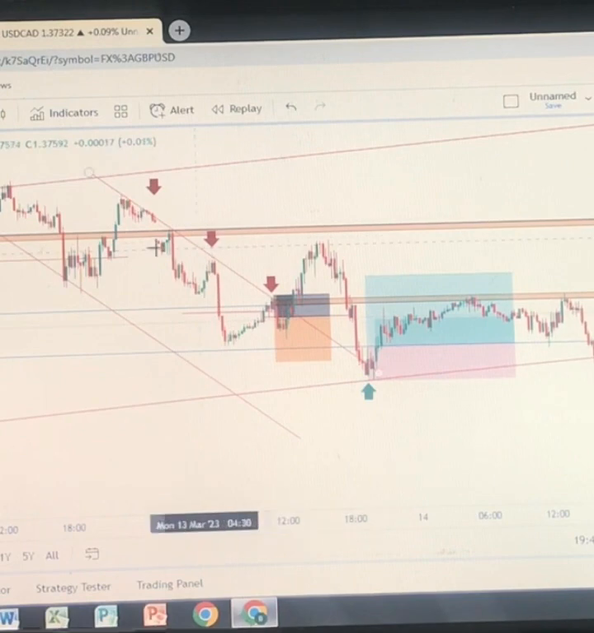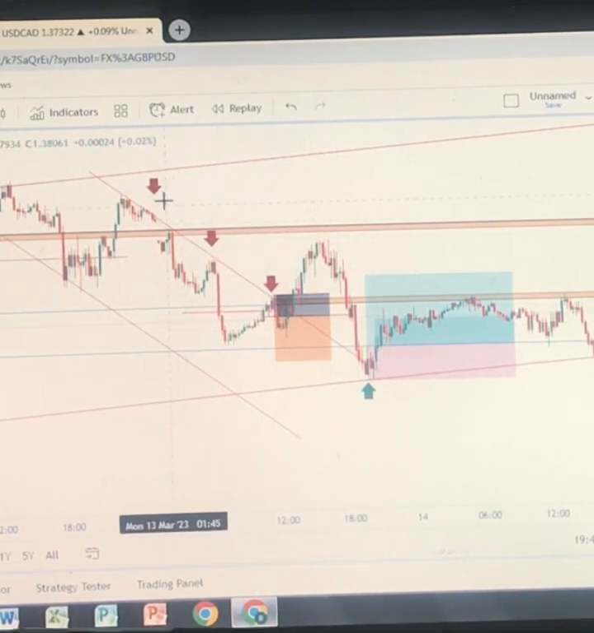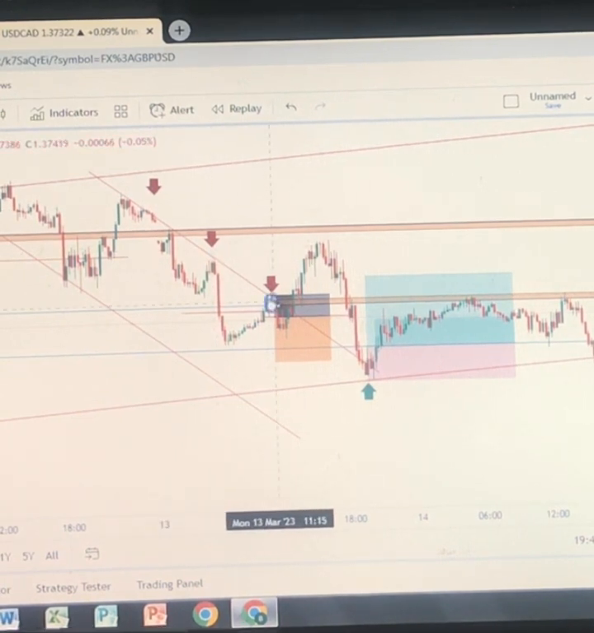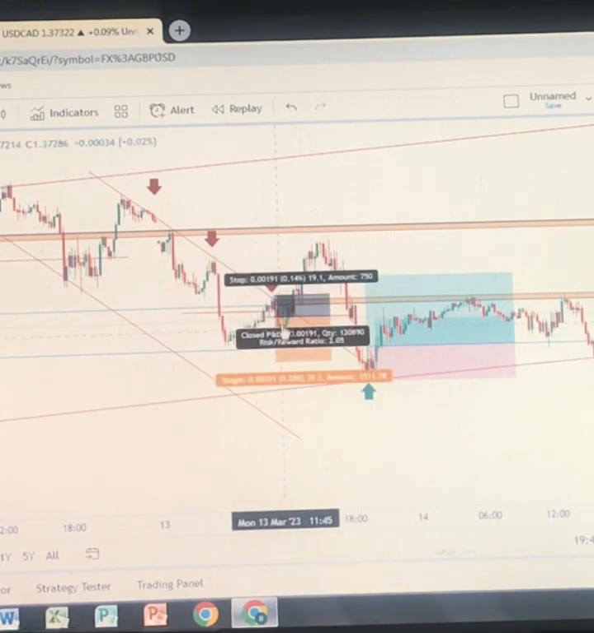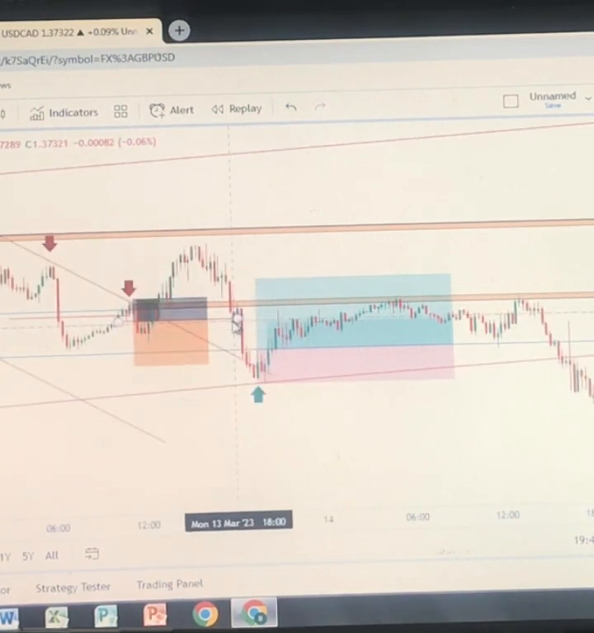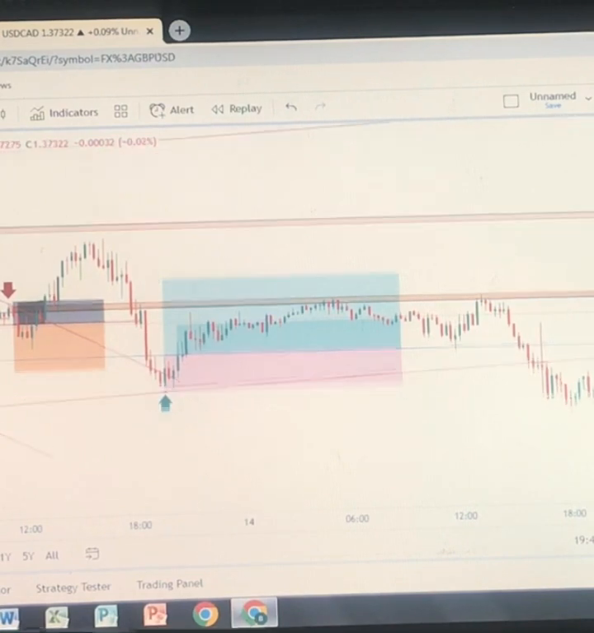Drew these trend lines using the 15 minutes time frame. As we can see, we have the first touch, second touch, third touch. On the third touch, I went to my 5 minute time frame to execute the trade. As you can see, I executed the trade.